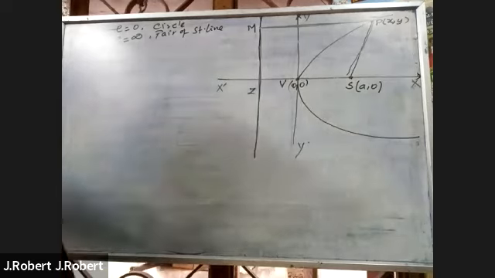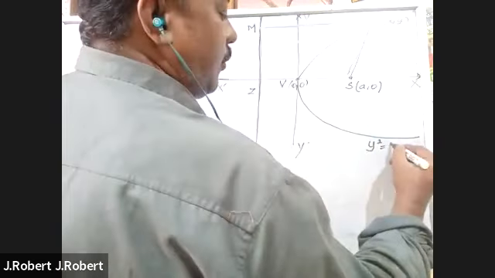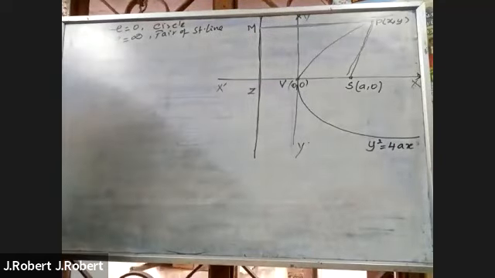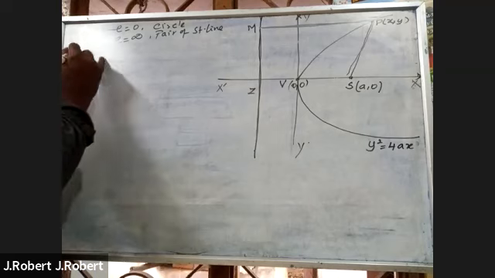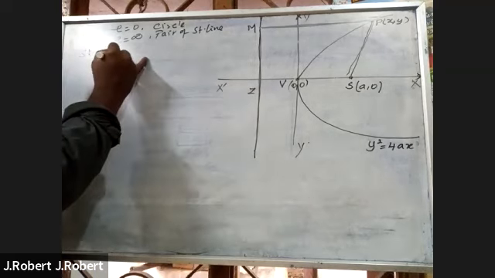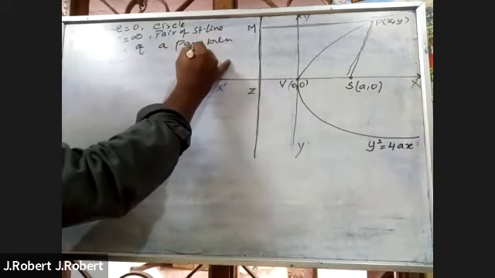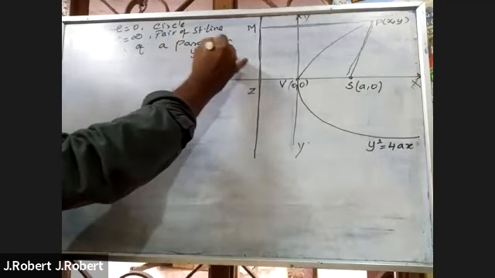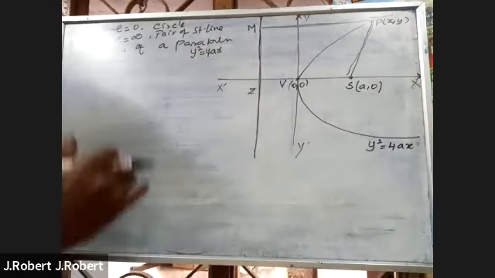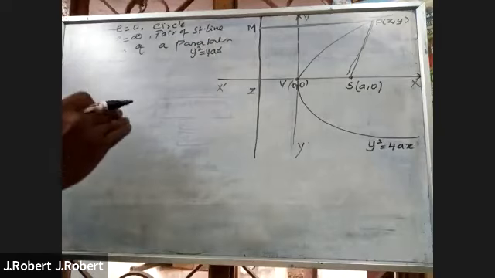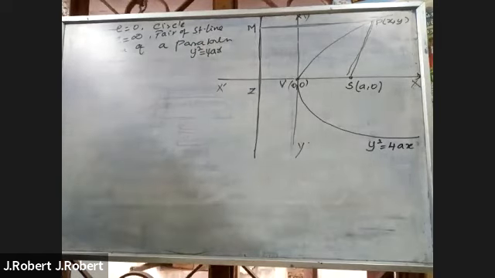And the equation of the parabola, we can say, y squared is equal to 4ax. So this is called the standard type of parabola. The standard form of a parabola: y squared is equal to 4ax. Therefore, the standard equation of a parabola is y squared is equal to 4ax. We can split parabolas into four types. This is the first type, the standard type. Another one lies on the x-axis; the axis is on the x-axis.